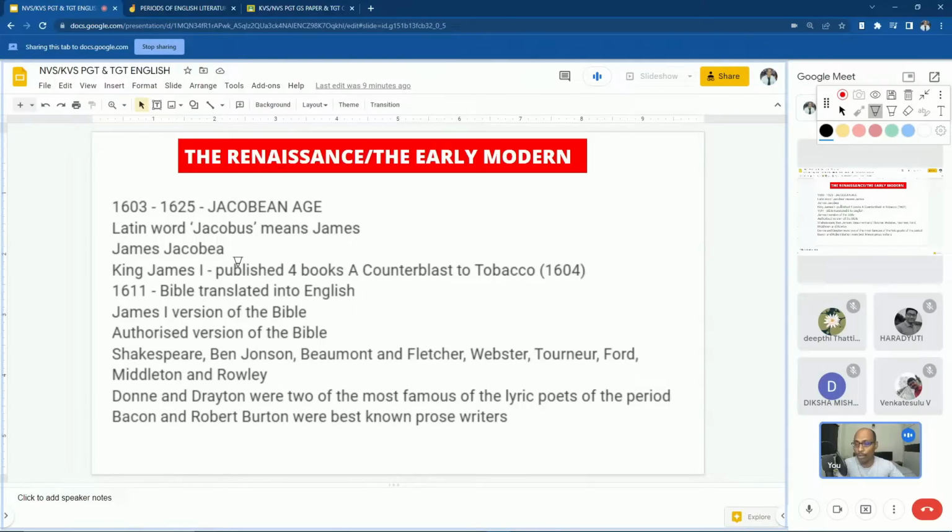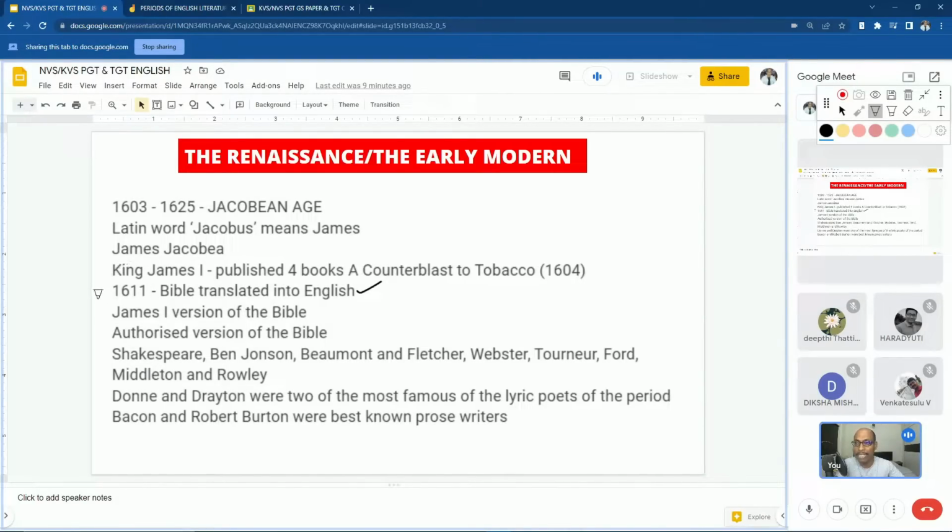His full name is James Jacob. King James I is very fond of literature, and he published four books, A Counterblast to Tobacco in 1604, and he translated the Bible into English. So 1611 is when the Bible was translated into English, and this one is known as the King James version of the Bible. Many a time this question comes in exams. King James I's version of the Bible was translated into English in which year?